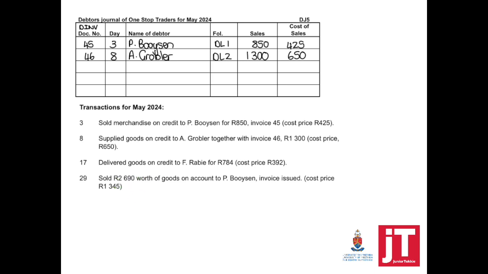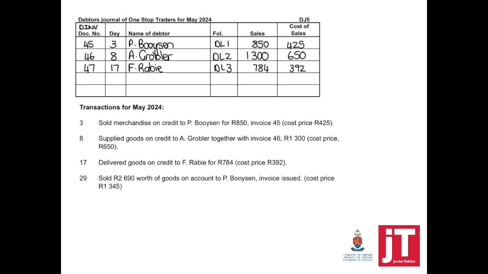Day 17. Delivered goods on credit to F. Rabi for $784. The cost was $392. Source document number 47. Day 17. Who purchased from us? Who owes us money? F. Rabi. We're going to take it to his individual account, which is debtors ledger number 3. The selling price goes into sales, $784, and the cost goes into cost of sales, $392.